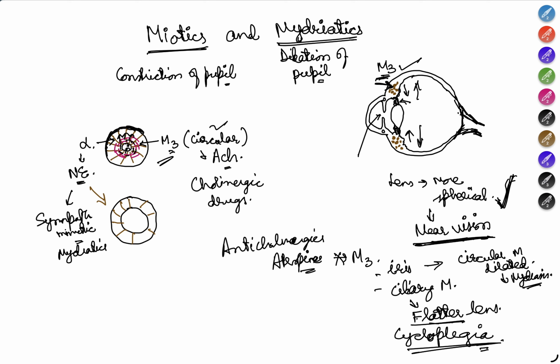Okay, so these two effects cannot be separated, because the type of receptor involved in both of these is M3. And whenever you are giving a cholinergic or an anticholinergic drug, these two effects cannot be separated from each other. So that is one important effect which you need to understand. And in case of sympathetic drugs, you will see only mydriasis. There will be no cycloplegia.